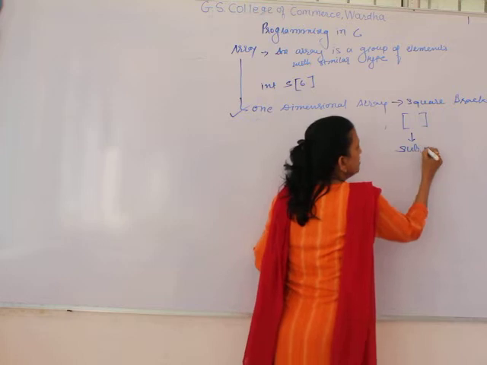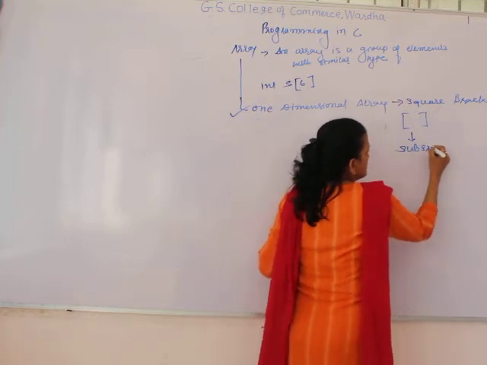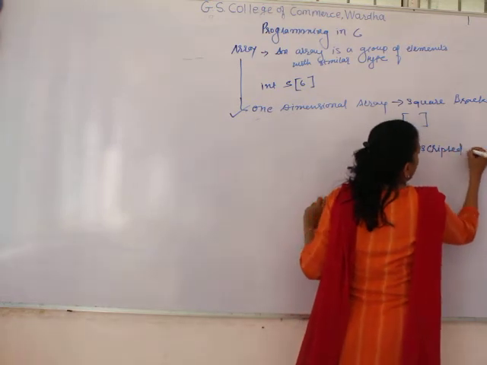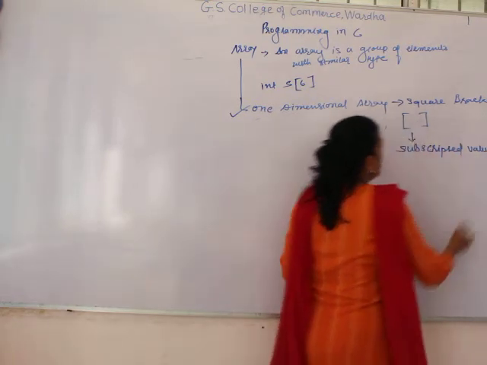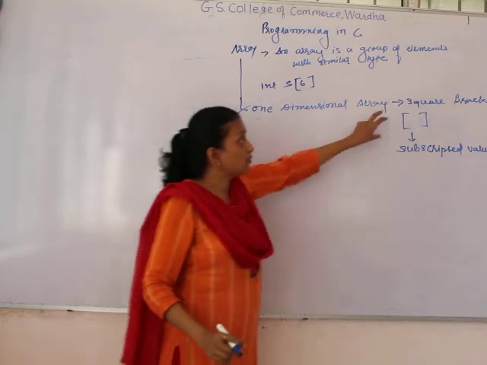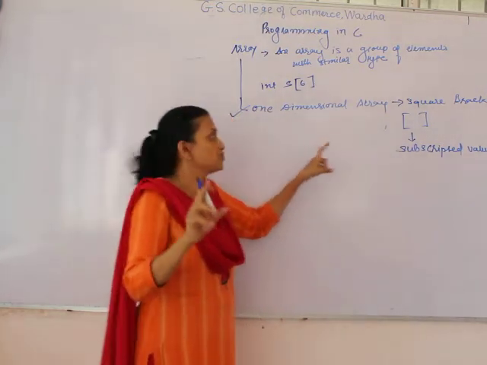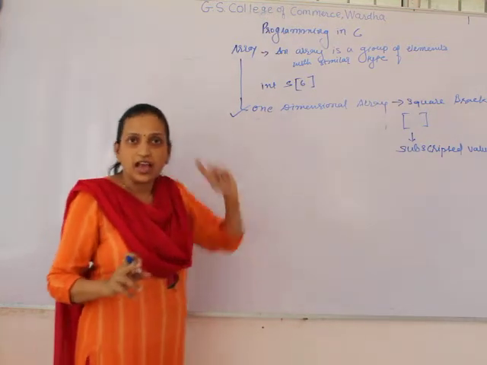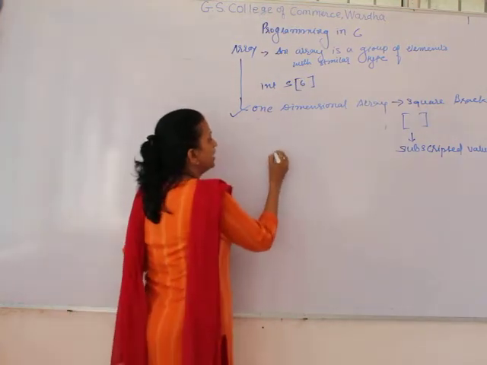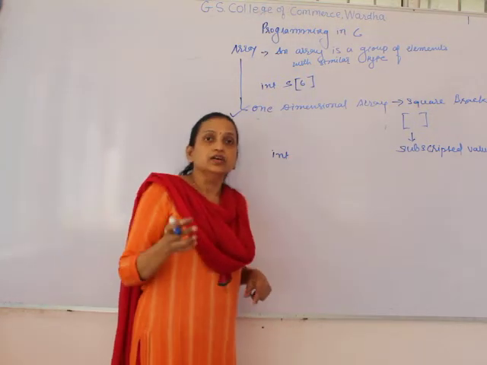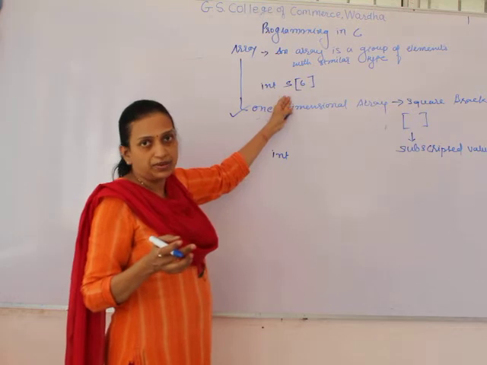Okay, so subscripted value. So when you use the square bracket in a single subscripted, in a single square bracket, it is known as a single dimensional array. For example, if you want to store, the same example we will take here.